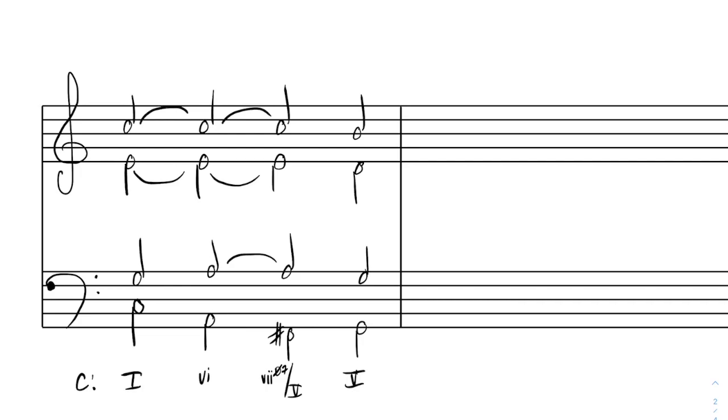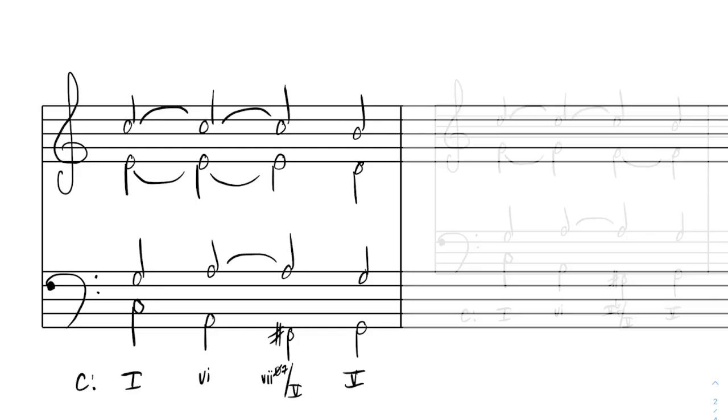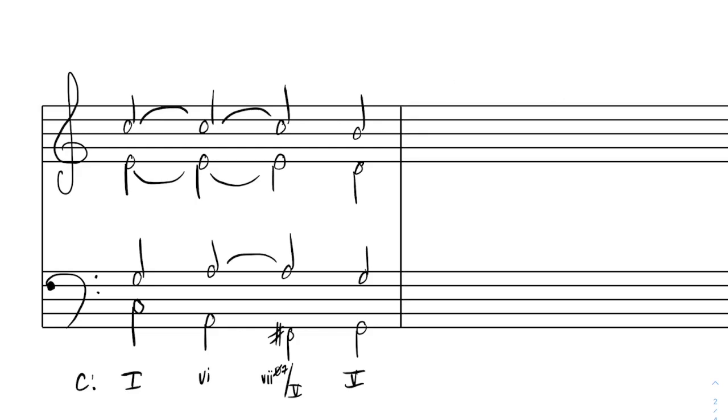Compare that to the V6/5 of V. And the vii half diminished 7 of V once more. So again, that one note difference, right? Trading in this case the D for the E.